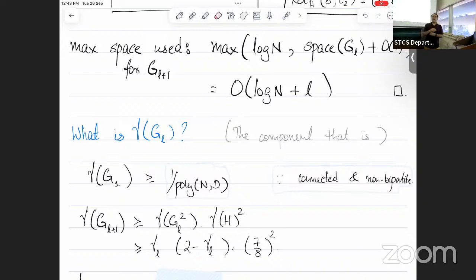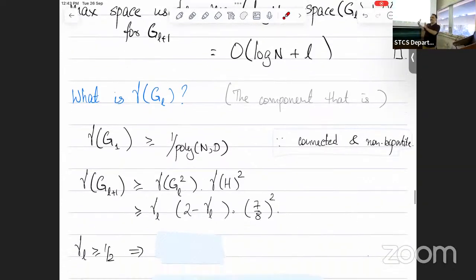Okay. And I want to somehow claim that as L becomes larger and larger, obviously the spectral gap is increasing. But I would like to say that in log n steps, the spectral gap becomes a constant. Initially, the spectral gap was tiny. The spectral gap is just this much. And I'm hoping that G_L for L of order log n is already like a constant, like the gamma of G_L is a constant.